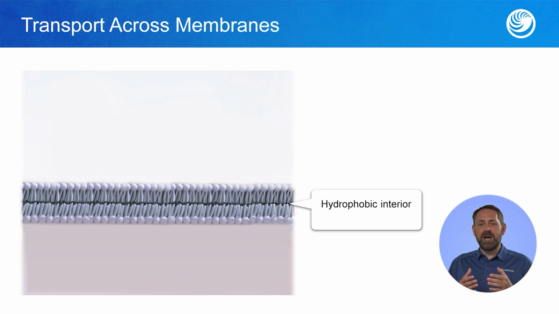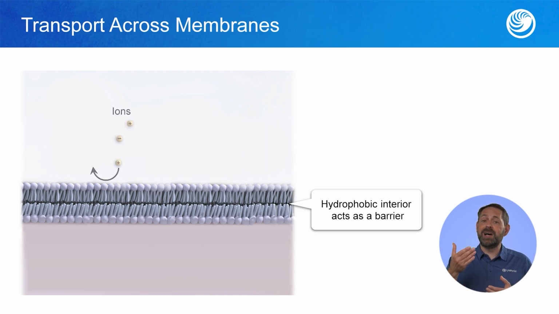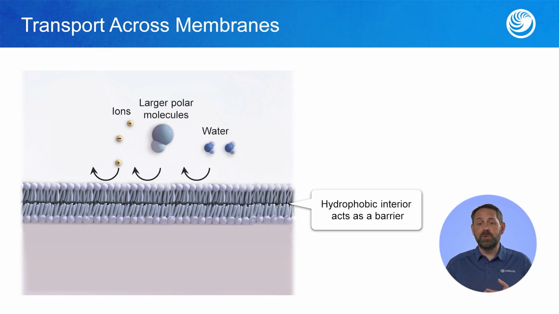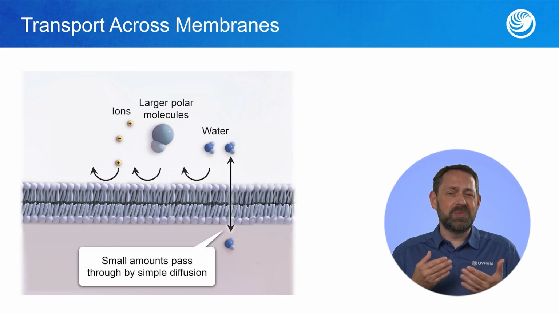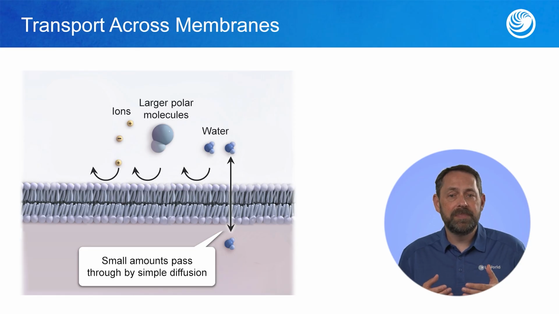At the same time, the hydrophobic interior of the bilayer acts as a barrier to ions and larger polar molecules, preventing these substances from passing freely. It should be noted that small amounts of water can still pass slowly through the membrane by simple diffusion.